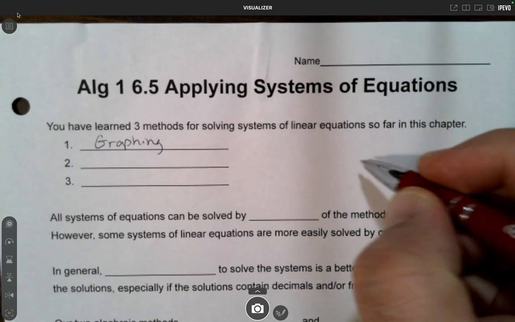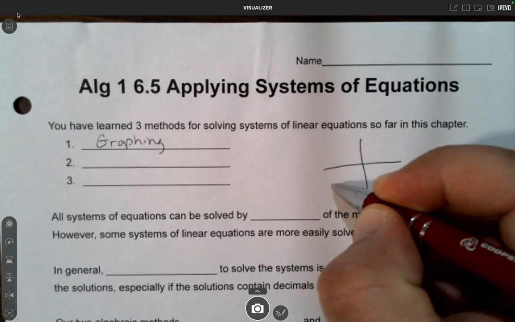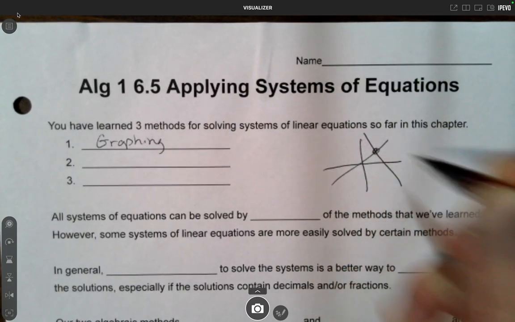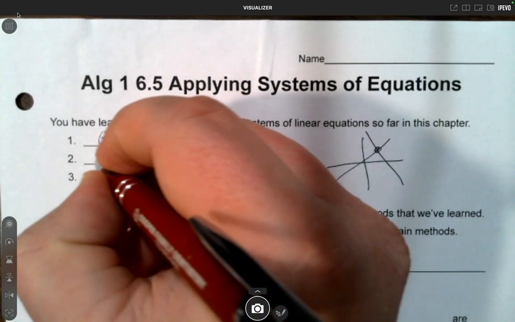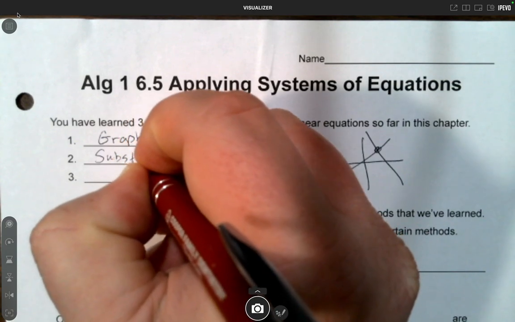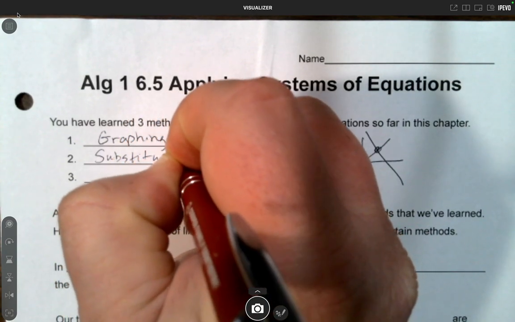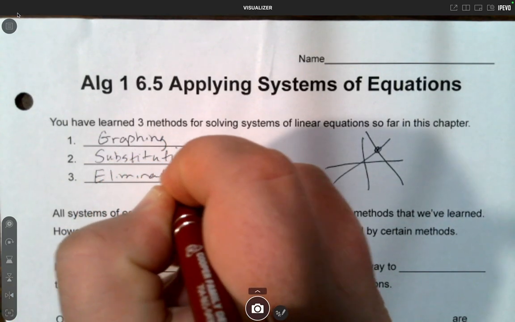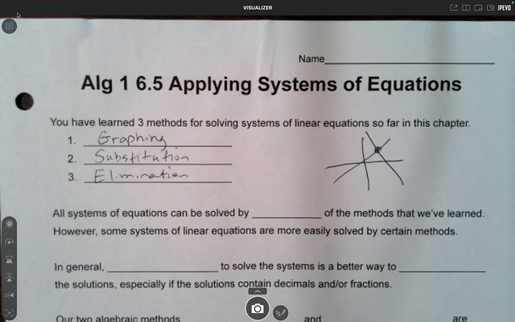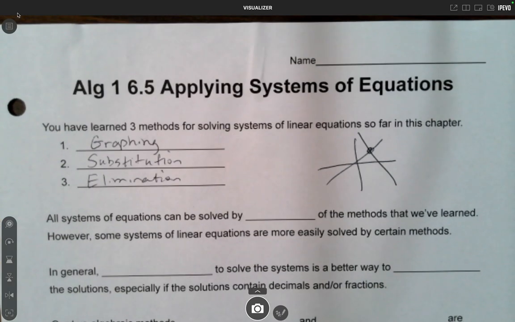That was where we would graph two lines, and then the point where they met was the solution to the equation. We also learned substitution and elimination. Now, honestly, it's not really easy to tell when graphing is going to be good. Most of the time at this level of math, we are going to give you answers that are whole numbers, in which case graphing can work fine in any of them.